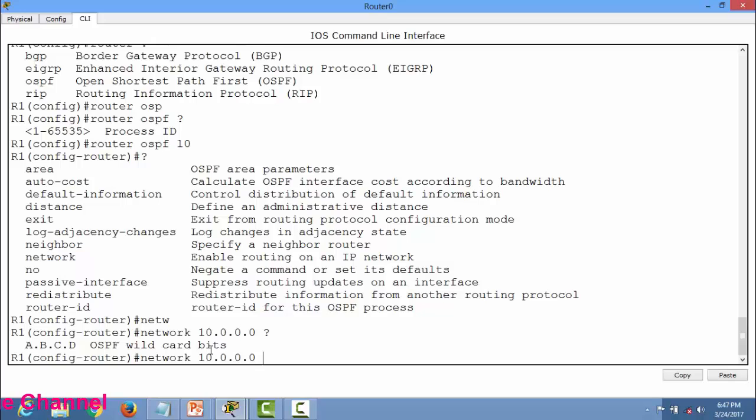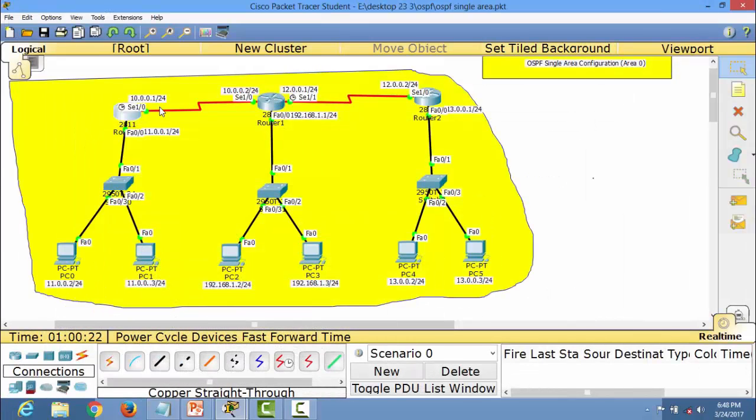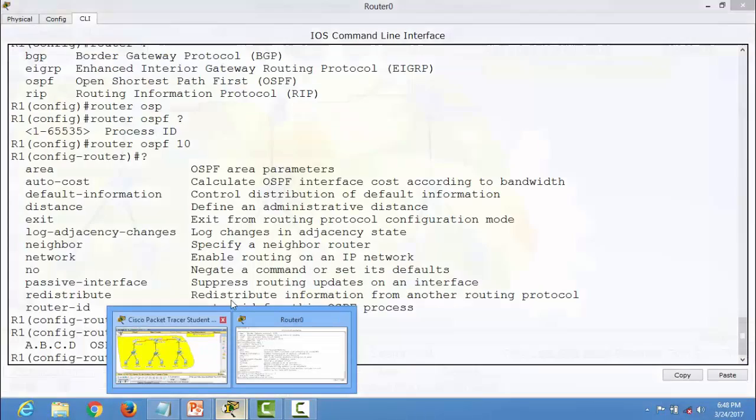So first 10.0.0.0. Next is the wildcard mask. I've explained that in the previous video also. So here I've used /24. So if I come back, /24 means the default is 255.255.255.255. That is the global subnet mask. So /24 means 255.255.255.0. So subtract the subnet mask from the global subnet mask. What will be the result?